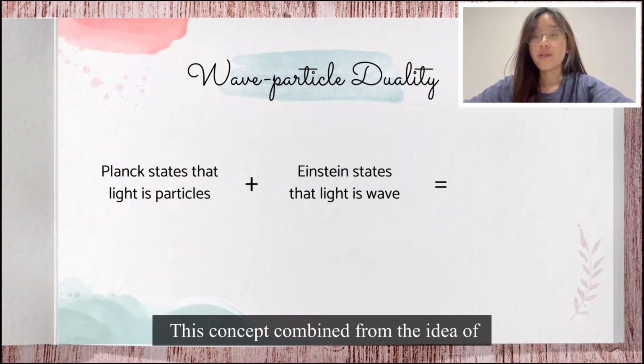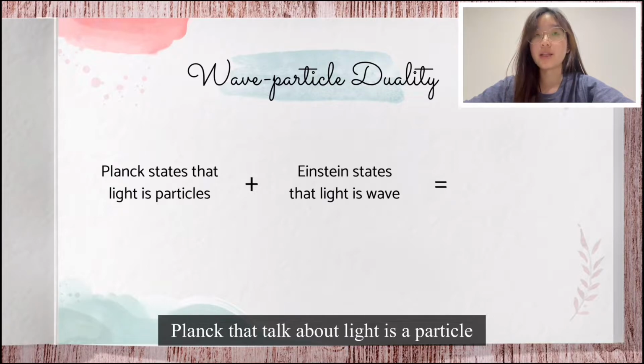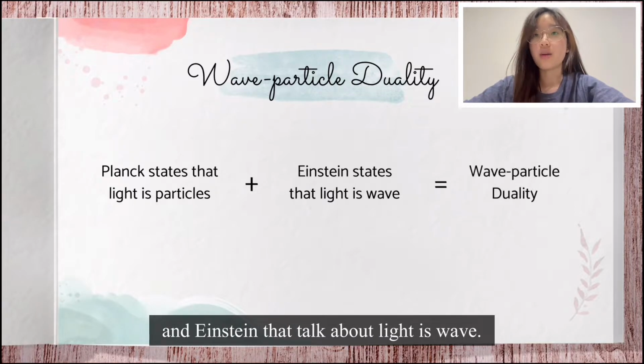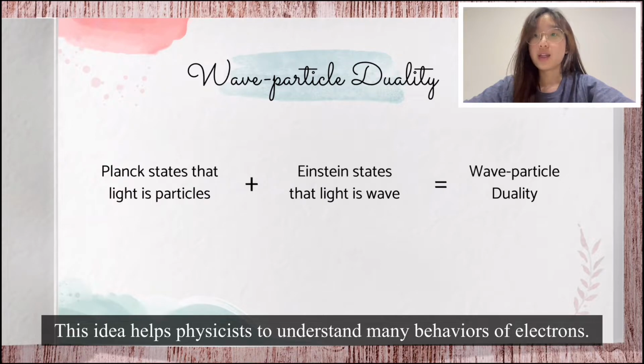This concept combined the idea of Planck, who talked about light as a particle, and Einstein, who talked about light as a wave. So this idea can help physicists understand many behaviors of electrons.